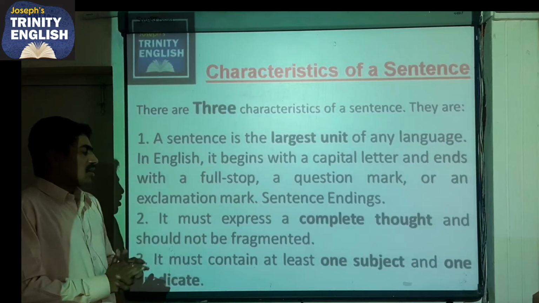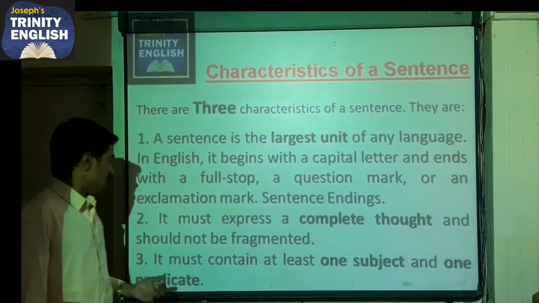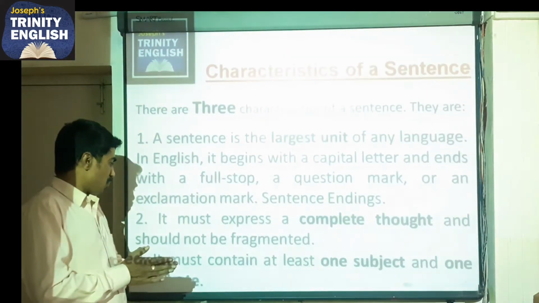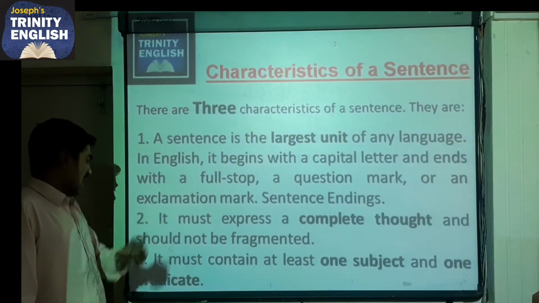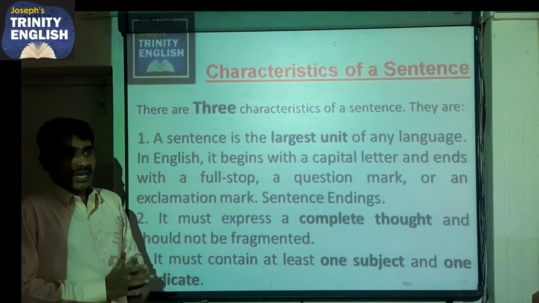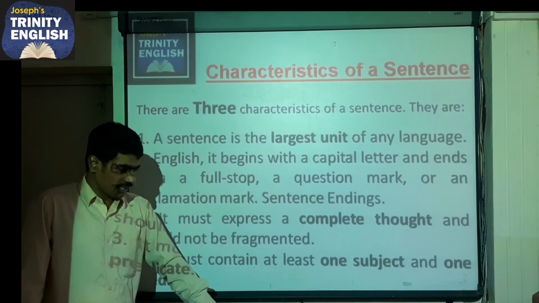The next one: a sentence expresses a complete thought and should not be fragmented or separated in between. And the third one: it must contain at least one subject and one predicate. For example, I write, he sings. In that way, we have at least one subject and one predicate in a sentence.